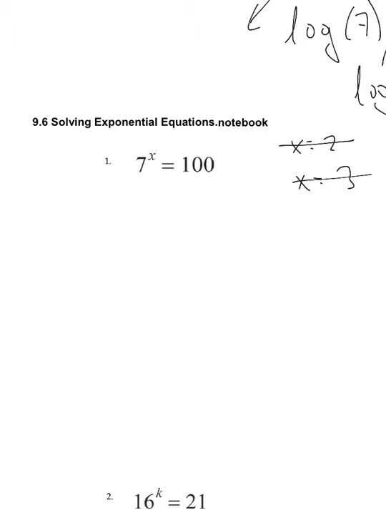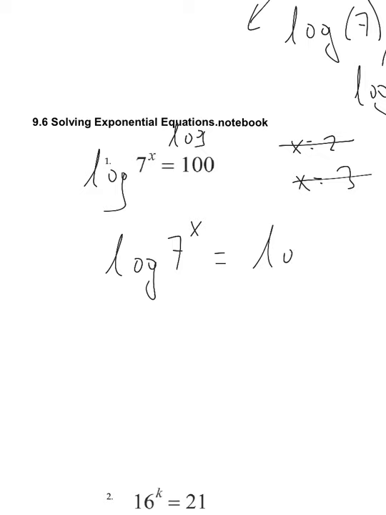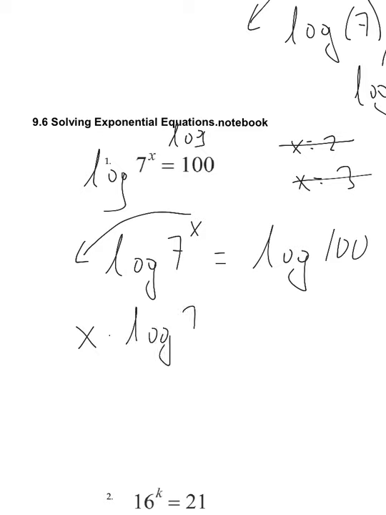Step 1. Take log of the left side and take log of the right side. So now I have this: log 7 to the x equals log 100. A few minutes ago I said power rule, the exponent goes here. So I get x times log 7 is equal to log of 100.